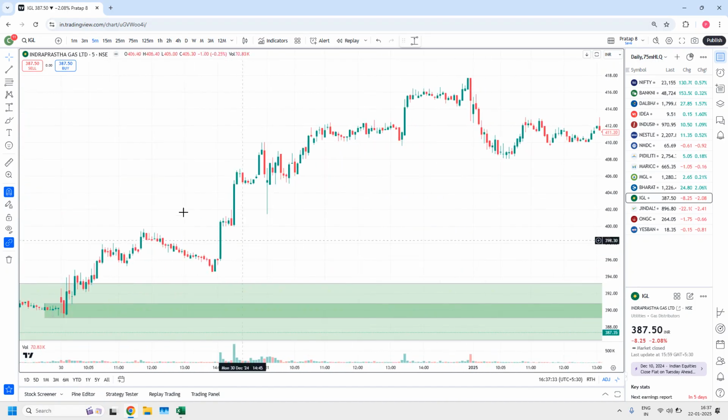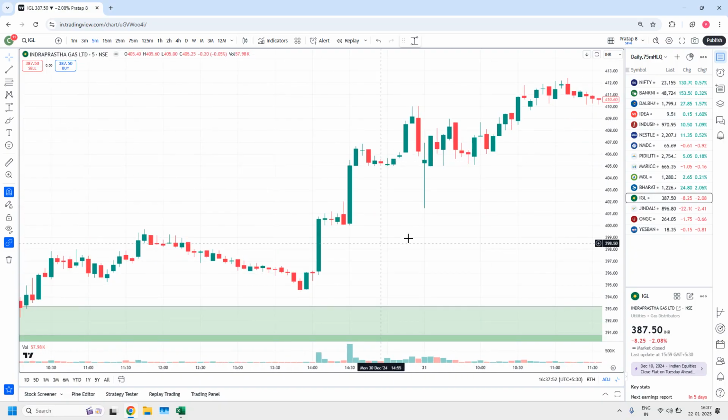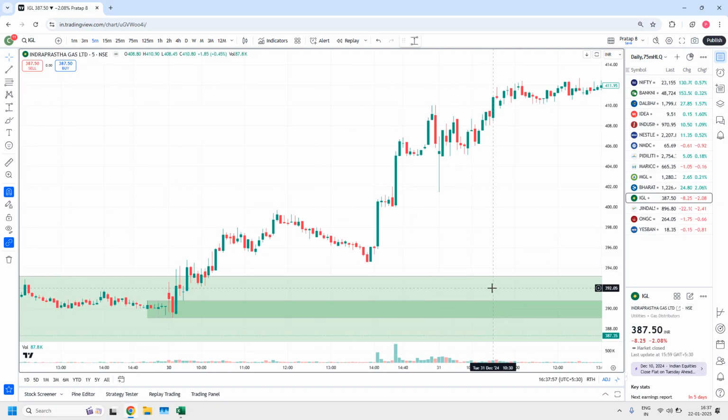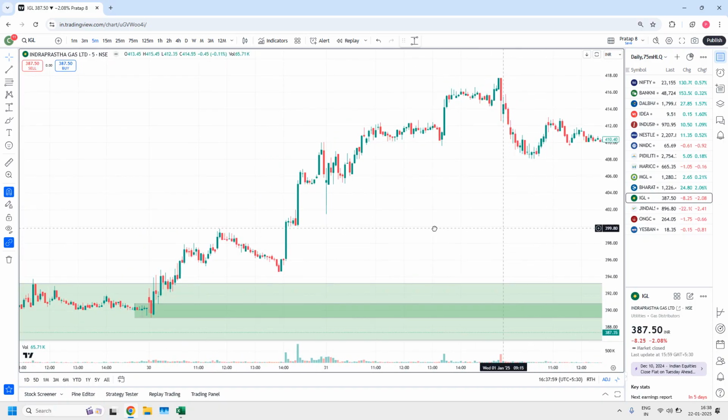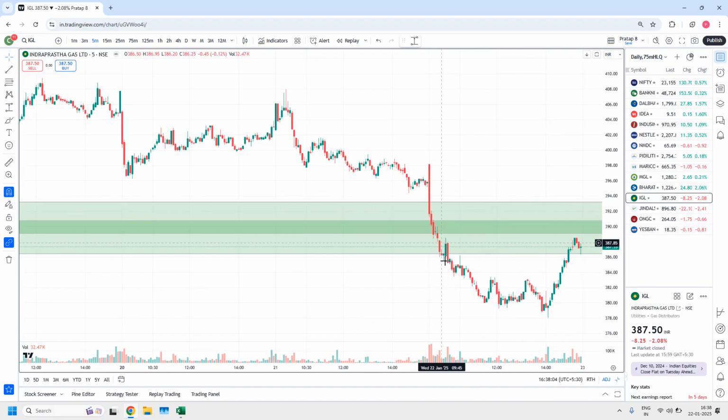Look into the 15-minute zone. See here, you have a drop candle, you have a rally candle, in between no base candles. And before that, a lot of consolidation took place here. Such kind of zones, what will happen? They will be violated easily. So that is what happened today. Okay, this is about IGL.